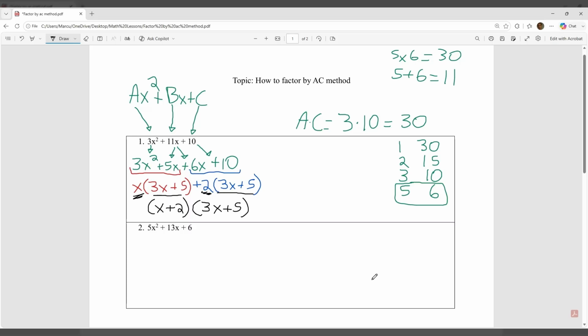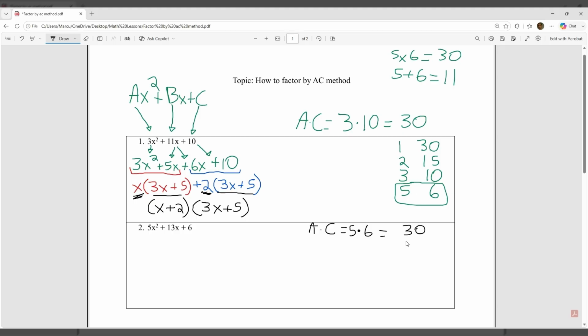Welcome back everyone. Now we're going to go over question number 2. So same procedure, we do a times c, which in this case is 5 times 6, which happens to also give you 30. Factors of 30, we can recycle the numbers from question 1. Always make sure you check what factors you have, because it may happen that you have the same factors as a question that you did earlier. So when doing homework or a test, you can save a lot of time by doing this.